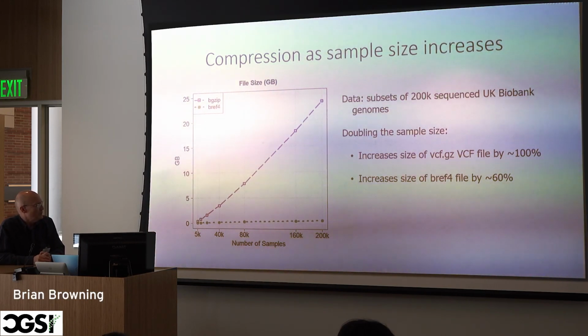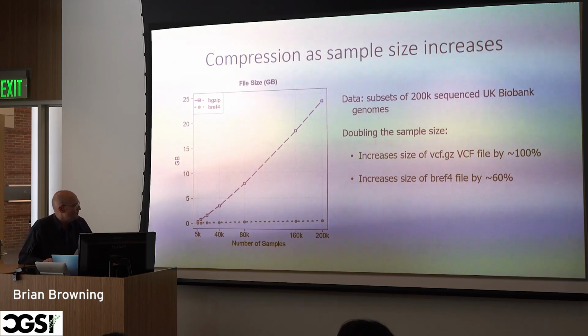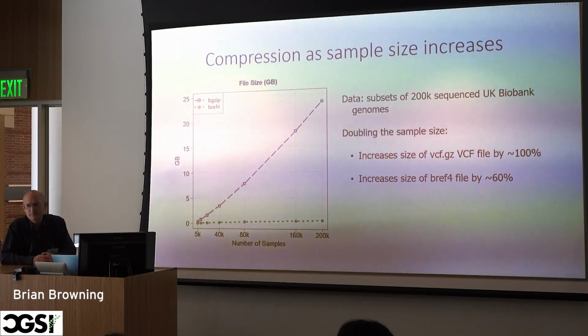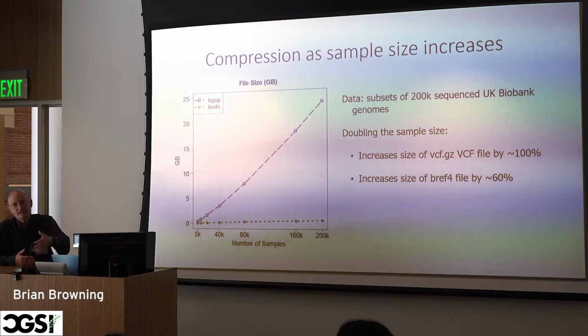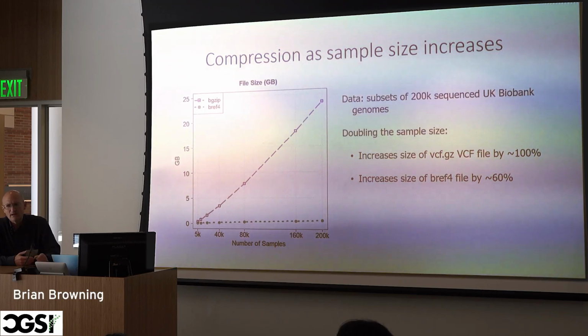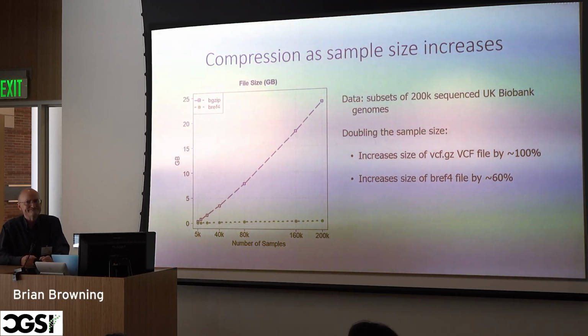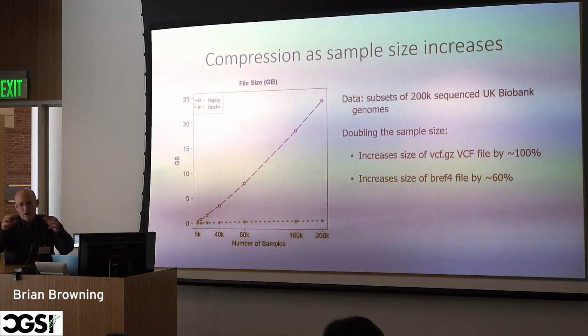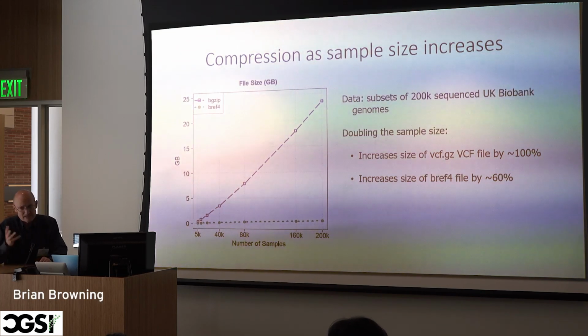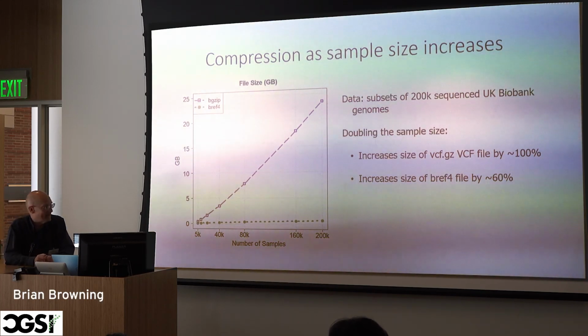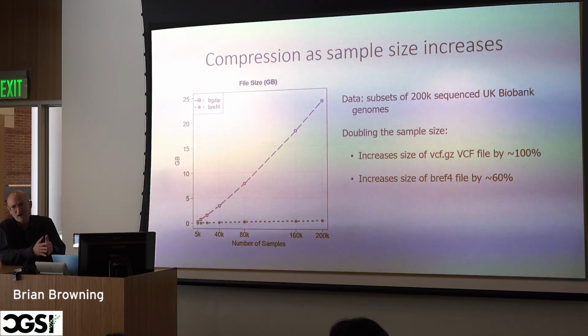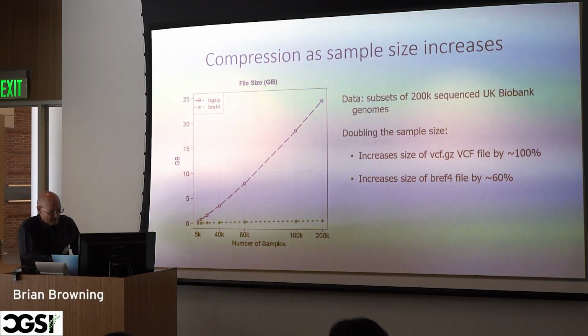And on some data I've looked at, Bref4 is very similar to PBWT in compression, unless you then follow up PBWT compression with gzip compression. If you do that, you can get a little bit lower, but then you've got another layer you have to unwind to work with. There are some disadvantages to doing that, and it's not much of an advantage. You're not getting much extra compression.